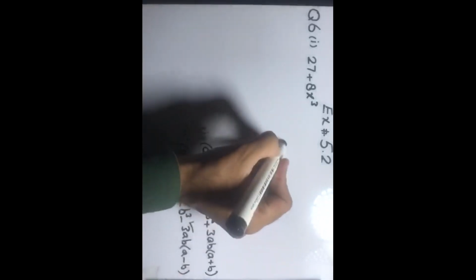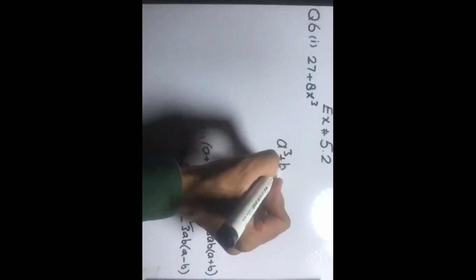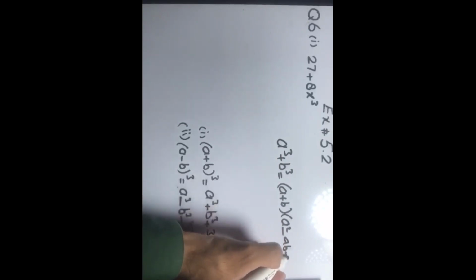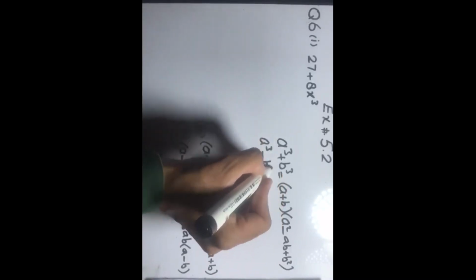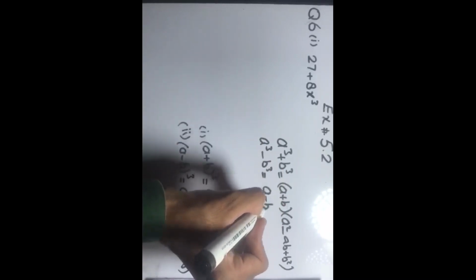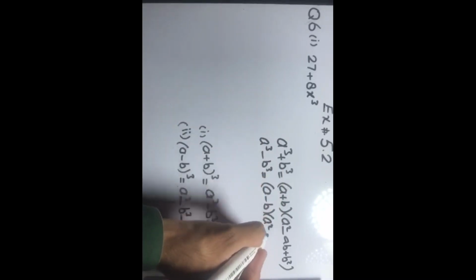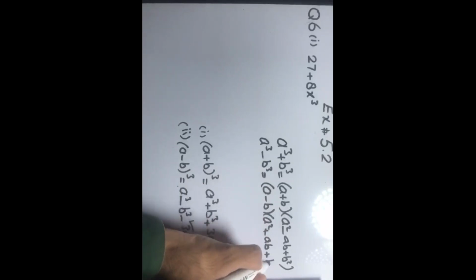In question number 5 we use the formula a plus b whole cube, that is equal to a cube plus b cube plus 3ab into a plus b. But in question number 6 the formula we use is a cube plus b cube, that is equal to a plus b into a square minus ab plus b square. If the minus sign is at the place of b, a cube minus b cube, then that is equal to a minus b into a square plus ab plus b square.